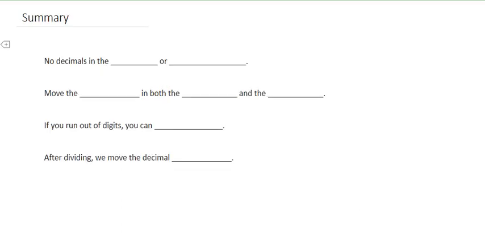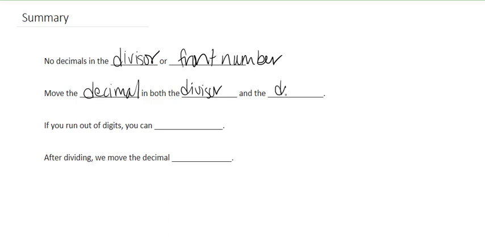Now, before we move on, let's go over some important aspects about dividing decimals. When we're dividing decimals, we first need to check to see if there's a decimal in the divisor, or the front number. If there is a decimal in the divisor, then we need to move the decimal in both the dividend and the divisor. And if we run out of digits, then we can add zeros behind the decimal in the dividend because we do not want any numbers left over. And after dividing, we move the decimal straight up.